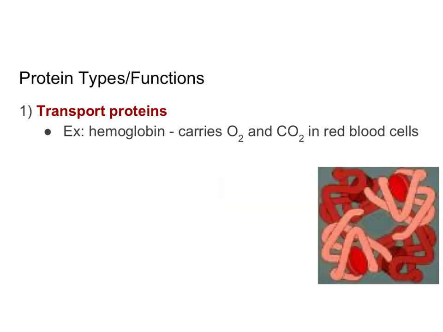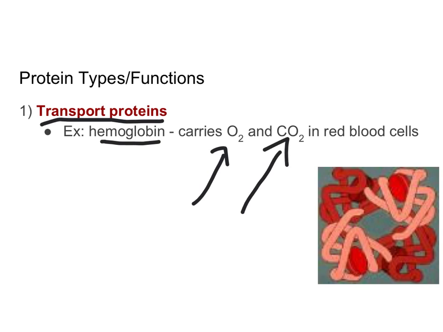Okay. We said that protein shapes are essential for their functions, so let's talk about what some of the functions of proteins can be. It turns out proteins do most of the work in your cells. Proteins do almost everything. Some proteins are called transport proteins, which means they transport things around the body. The main example that you should know is hemoglobin. This is the protein that carries oxygen and carbon dioxide in red blood cells. So it carries oxygen through your blood system.